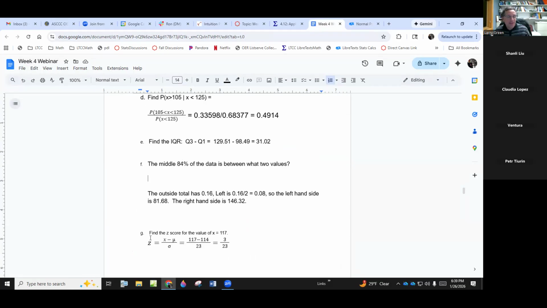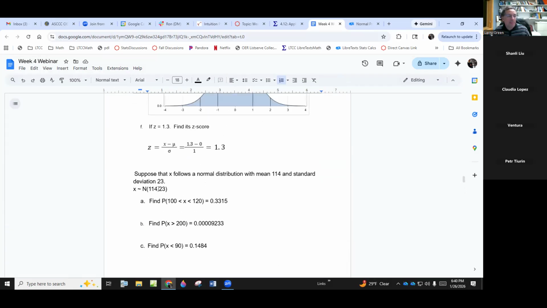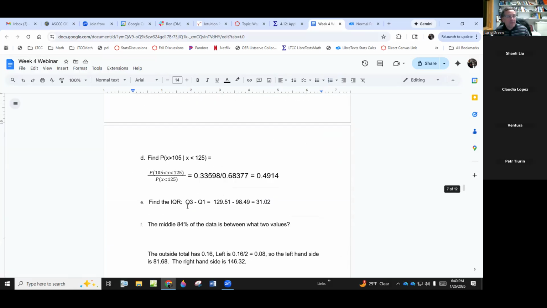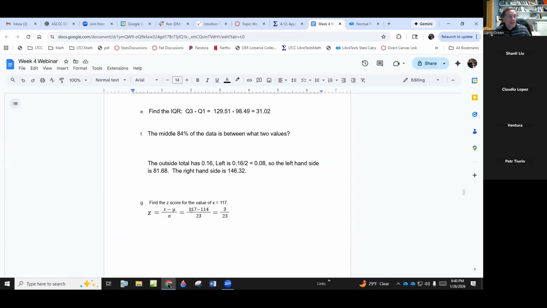Okay, another one. I have a lot of these. Find the z-score for the value of x equals 117. That's just plugging in z equals x minus mu over sigma. X is 117. Mu is 114 because that was our mean, that was up here. Our standard deviation was 23. So we divide by 23.